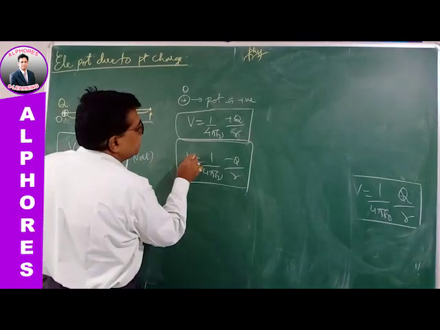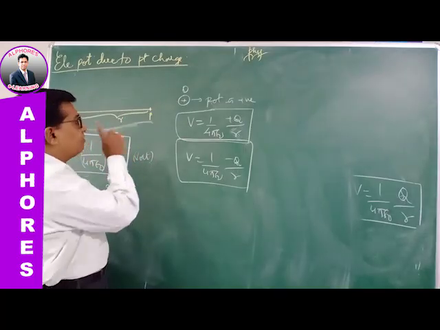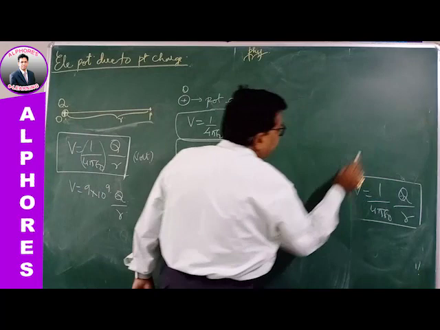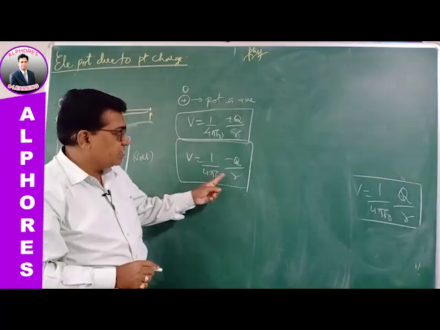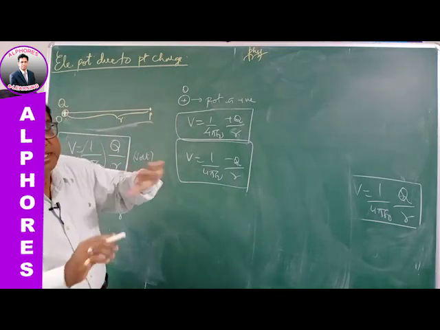Potential V is directly proportional to the quantity of charge and inversely to the radius R. Of course, when R is at infinity, at infinite distance, the potential is 0. For any charge, at infinity the potential is 0.